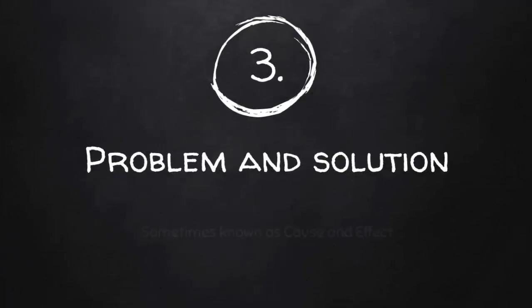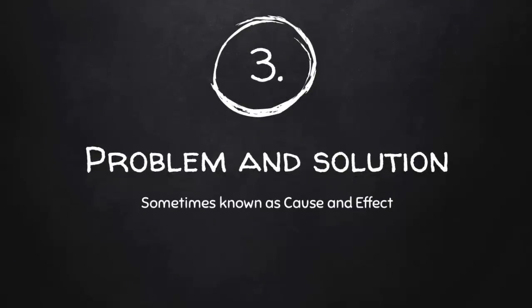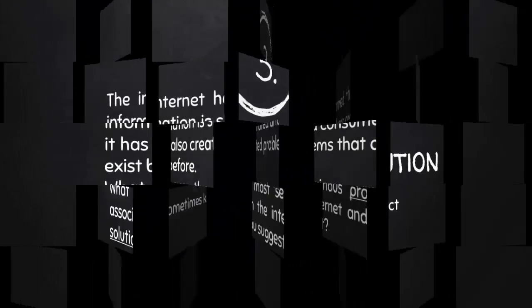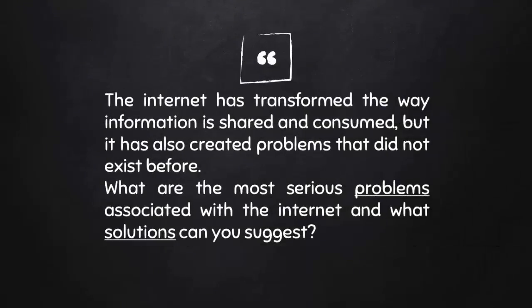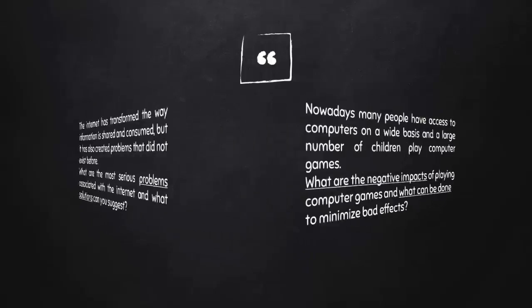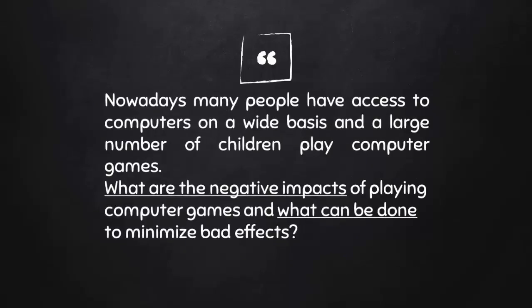Next, we have the problem and solution type, which is sometimes called the cause and effect type. In this question type, you will be asked to identify the problems and solutions for an issue. Here are some examples for this type of question. The signature of this type is, of course, the words problem and solution. But things don't stay the same in all cases, especially in an international test. You'll see in this example where problems are replaced with negative impacts and solutions with what can be done.